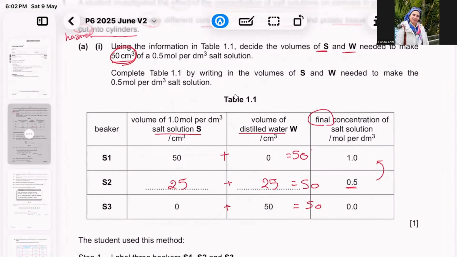As he said, the total volume of solution, the final volume of the solution, which is 50, is one of the controlled variables. So if you concentrate well, we can find S3: 0 salt solution and 50 distilled water. So we can use S3 as a control. What is meant by control? Nothing that affects the reaction, just distilled water, so we use it as a control to compare the other results.